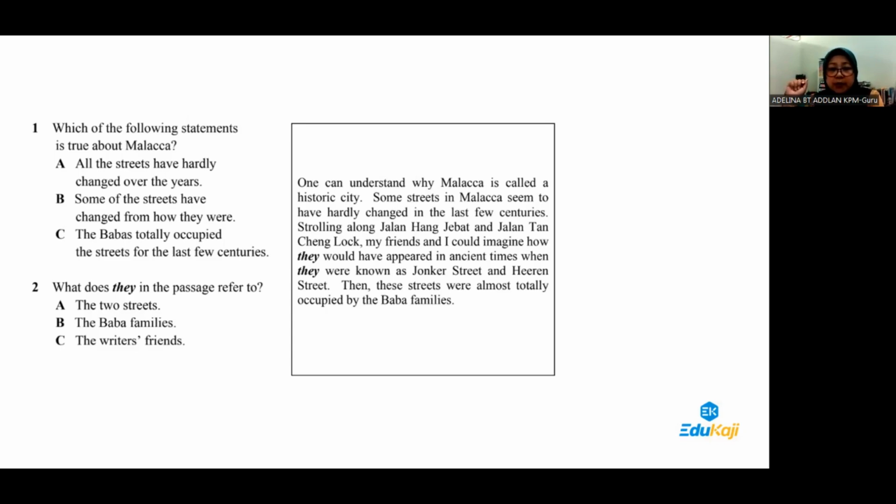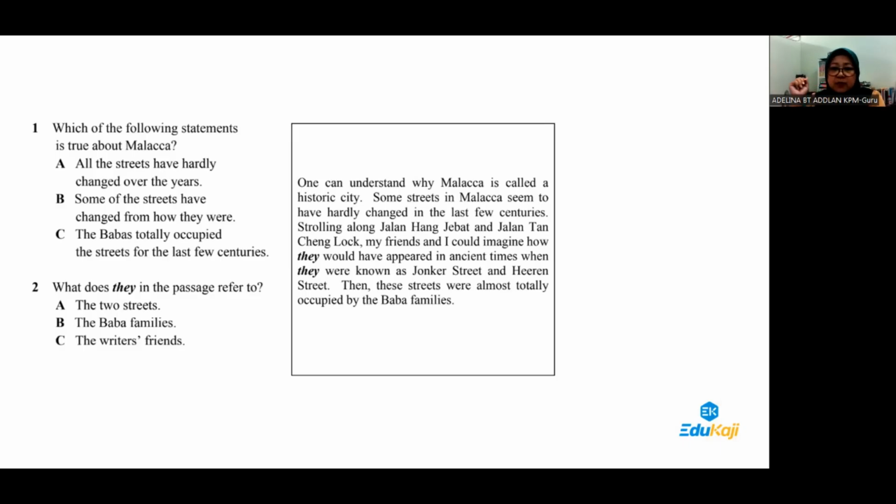Now for question number 1, this question requires students to find a true statement about Malacca. If you read the text, it is mainly talking about the streets in Malacca, and how the streets have changed their names according to history. Sometimes, due to the population of certain ethnic groups in Malacca, the names of the streets were changed because of that as well. Now let's look at the text. Let me read the text for you so that you can have a better understanding of it.